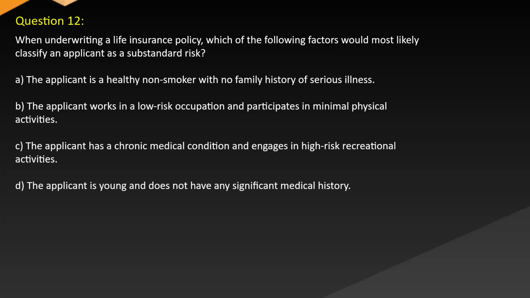Question 12. When underwriting a life insurance policy, which of the following factors would most likely classify an applicant as a substandard risk? A. The applicant is a healthy non-smoker with no family history of serious illness. B. The applicant works in a low-risk occupation and participates in minimal physical activities. C. The applicant has a chronic medical condition and engages in high-risk recreational activities. D. The applicant is young and does not have any significant medical history.